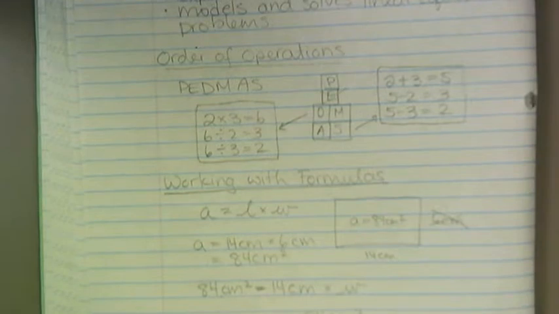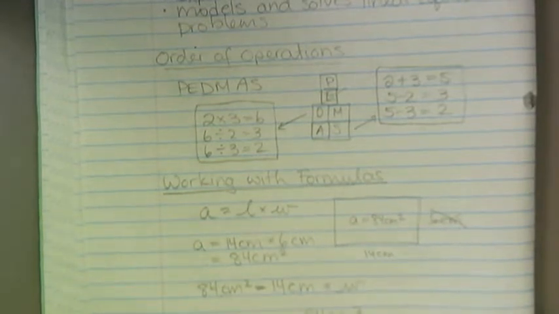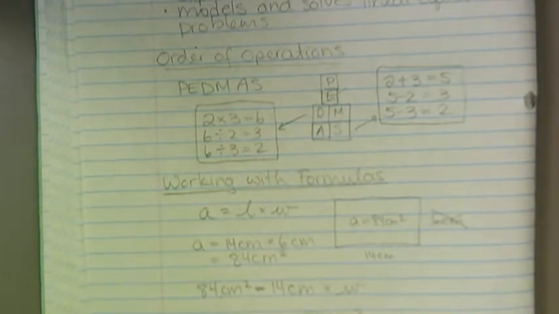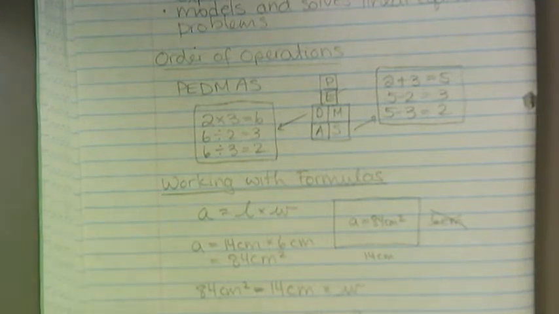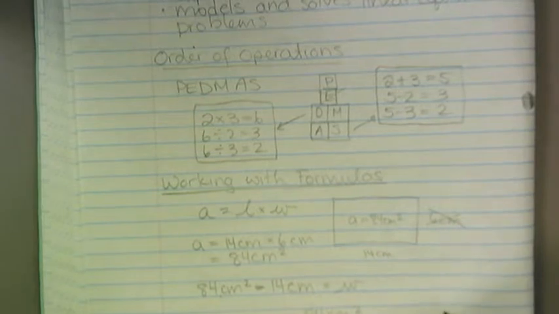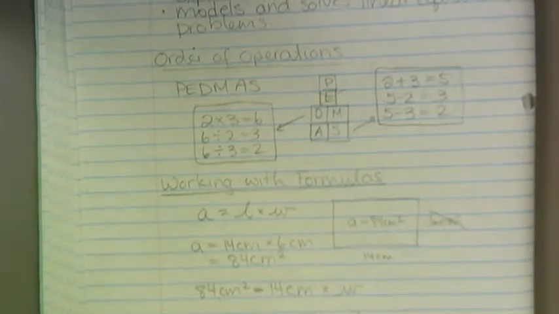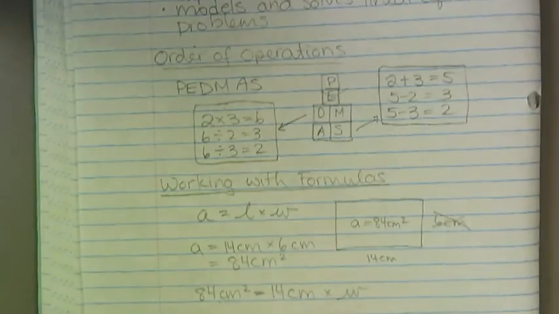So now we've isolated our variable, it's separate. And through our calculations, and we already know what the answer is because we did it the other way first, 84 divided by 14 equals 6 centimeters. So we can figure out what the answer is.